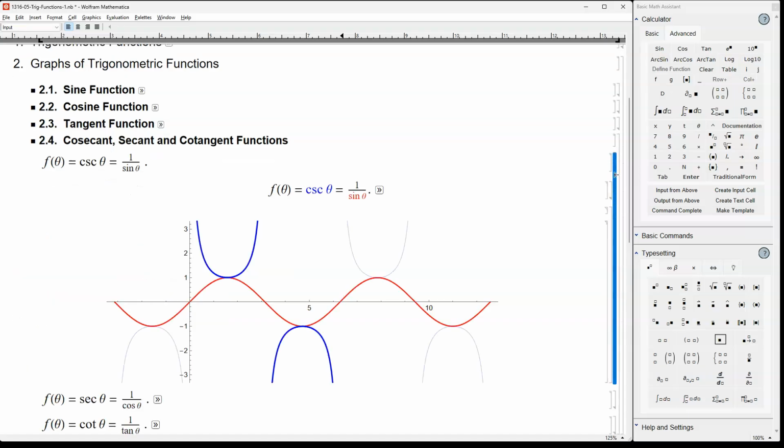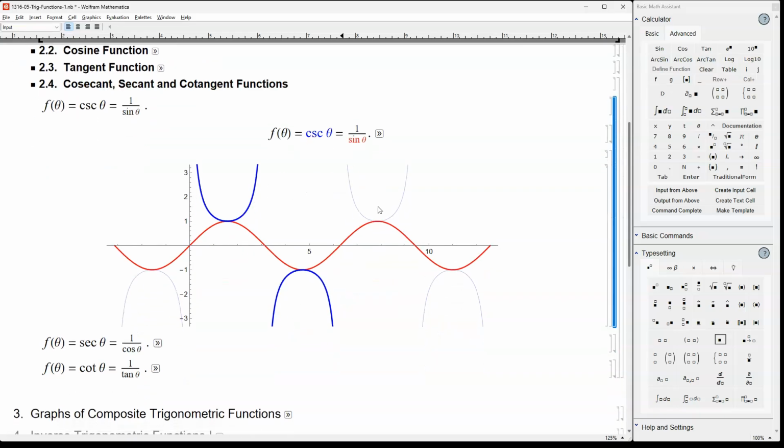Here's a graph of the cosecant function, 1 over sine. The graph of the sine function is here, and whenever sine hits 0, the denominator is 0, so cosecant blows up to infinity. So there is a vertical asymptote here and there. At theta equals pi over 2, the sine value is 1, so 1 over 1, and they touch each other. The same thing happens here around negative, and the pattern repeats itself.